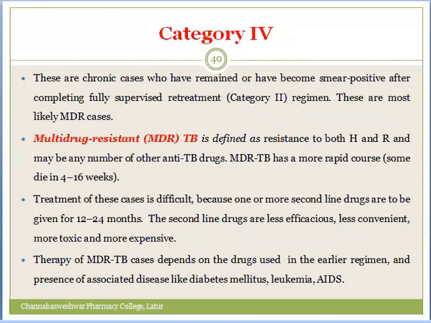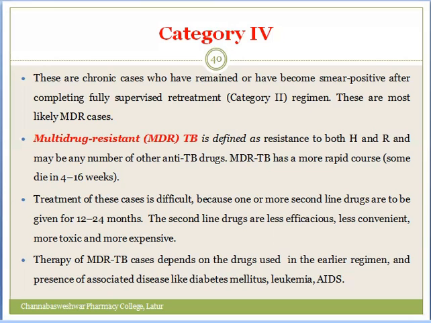Next is category 4. These are chronic cases who have remained or have become smear positive after completing fully supervised treatment, that is the category 2 regimen. These are most likely MDR cases, that is multi-drug resistant TB cases. So let's discuss what is meant by MDR TB. MDR TB is defined as resistance to both isoniazid and rifampicin, and maybe any number of other anti-TB drugs, and it has a more rapid course. In some, the patient may die in 4 to 16 weeks due to MDR tuberculosis.